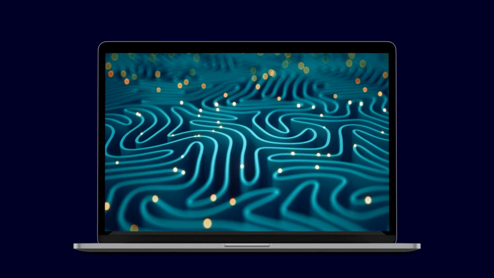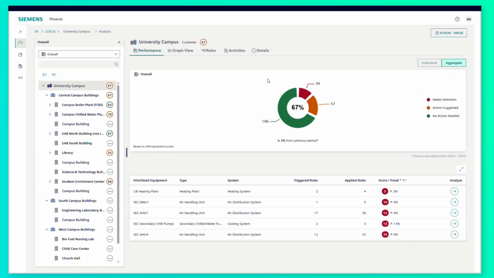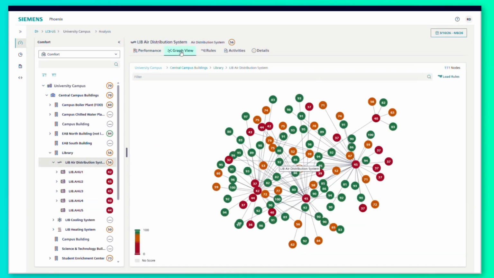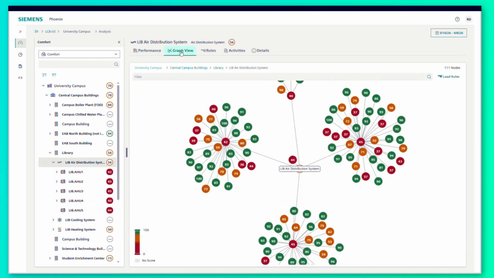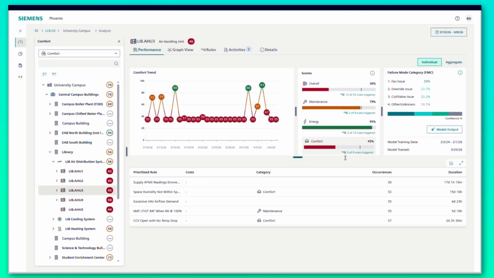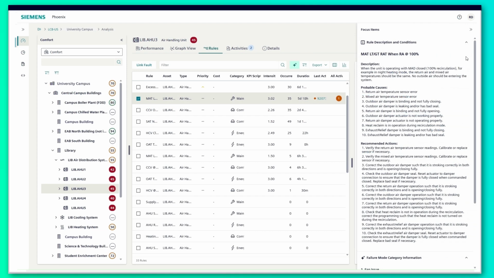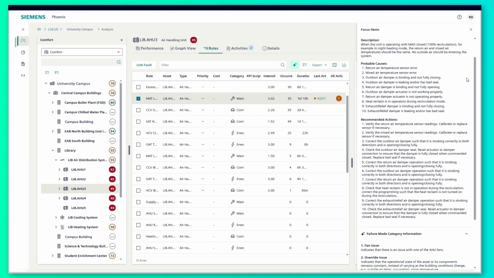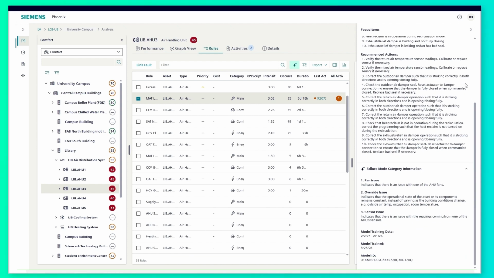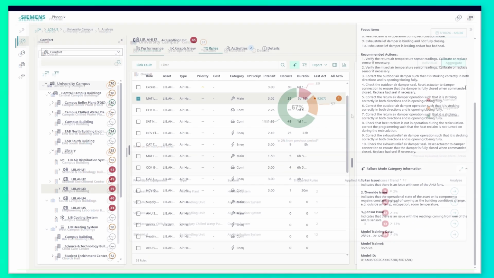Welcome to Asset Performance Advanced, our state-of-the-art site analytics platform built on Building X. Building X connects all of your building's operational data, Siemens digital services experts, and the deep analytical power of AI technology to help you fully understand your building's operational health.